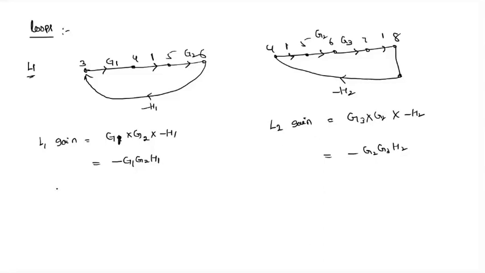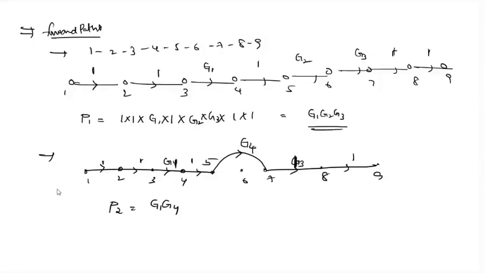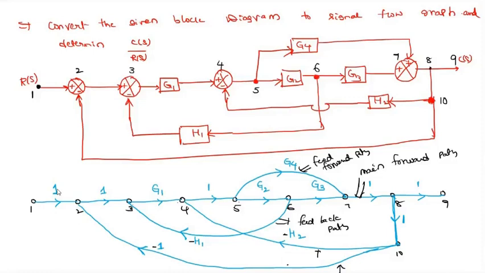Only 2 loops. 5, 6, 7, 5. See, 5, 6, 7, 5 is not a loop. It's a feed forward. G4 is nothing but feed forward. A loop should start at one point and again end at the same point. That is nothing but a loop. So 5, 6, 7, 5 is not a loop.